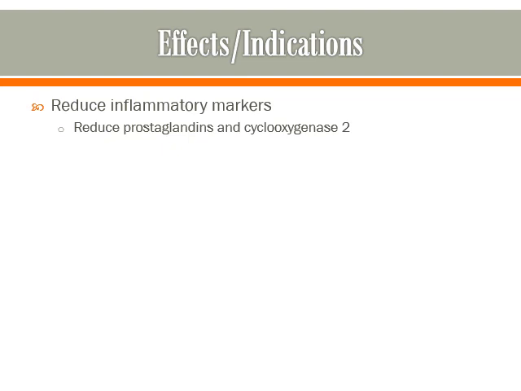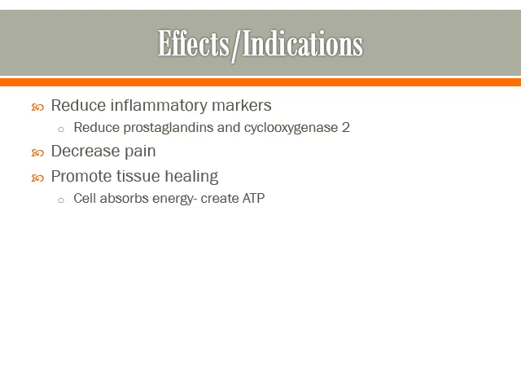So some things you're looking to do, you want to actually reduce certain inflammatory markers. So reduction of prostaglandins and cyclooxygenase 2 can inhibit some of the negative effects of the inflammation that we tend to experience. Decrease pain. Again, there's a lot of different proposed mechanisms. We talked about some of them, the increase in serotonin, things of that nature. All of those things we know can possibly decrease pain through that.